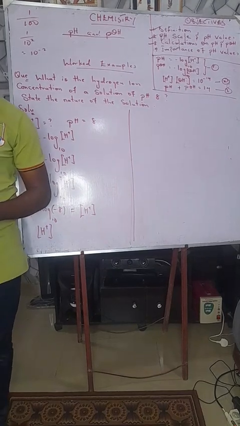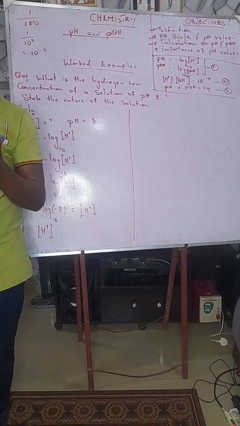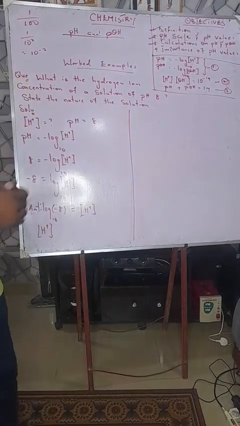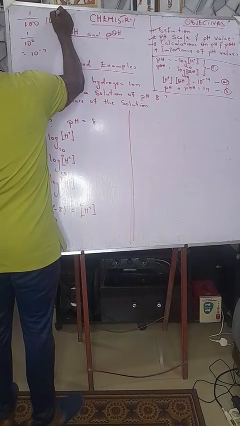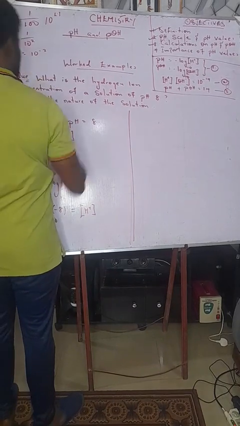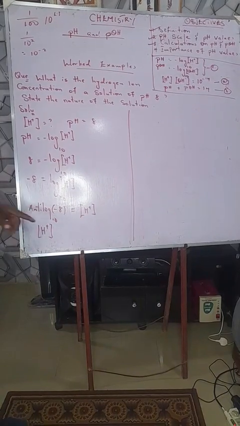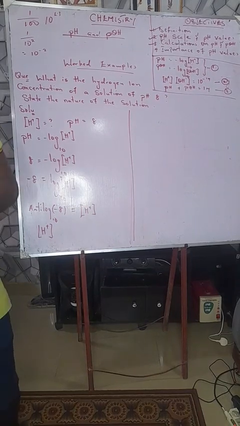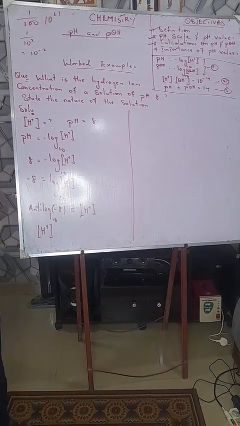On your scientific calculator, press your second function or your shift, and log. It's going to give you something like 10 raised to the power of something. So you will now press minus 8. That's second function, then press your minus 8, then press equal to.